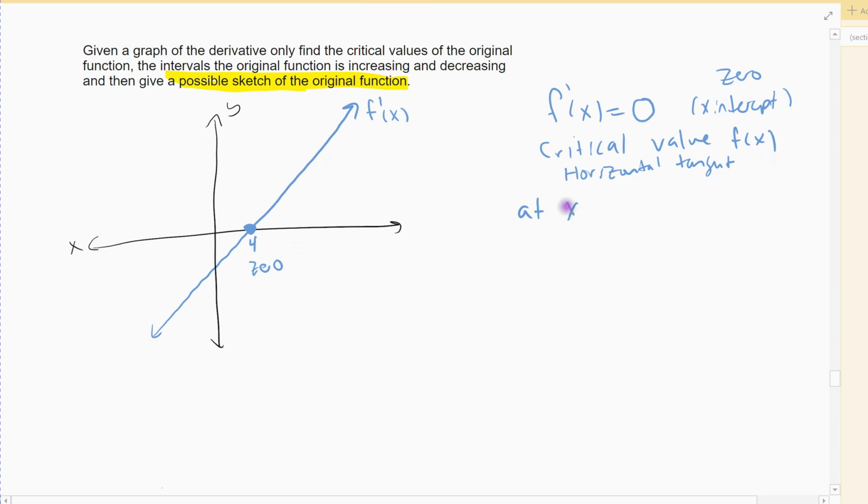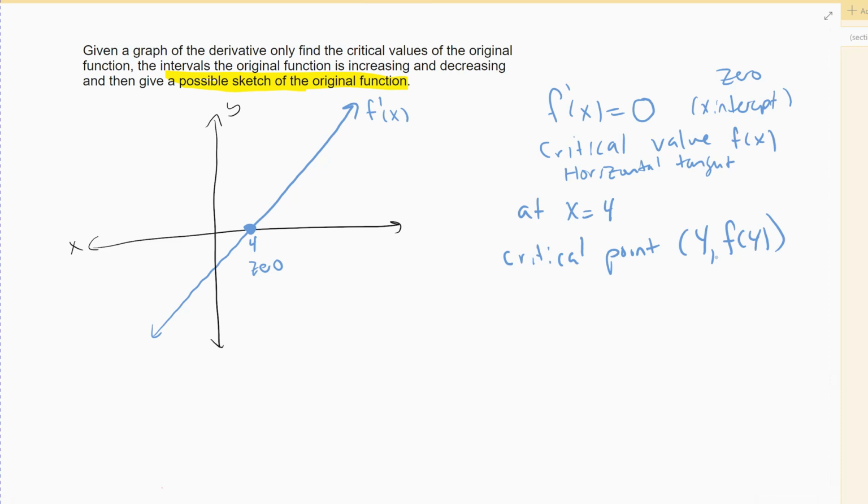So at x equals 4, I'd have a critical point at 4, f of 4. Now I don't know what f of 4 is. That's where your answers could vary. Your f of 4 could be in a different spot than somebody else's, because I don't know what the original function is. But I know at the x value 4, I should have a critical point, and I know what type it is. It's a critical point with a horizontal tangent.